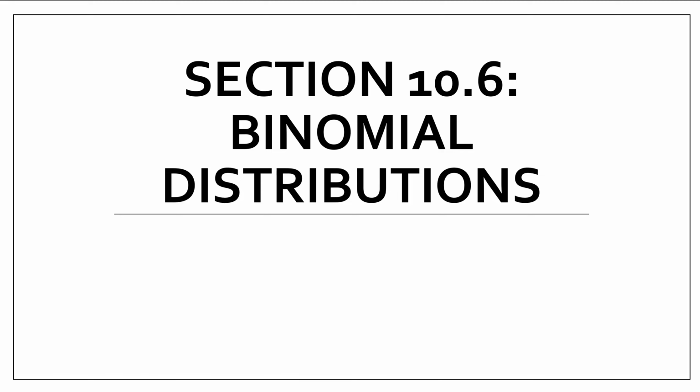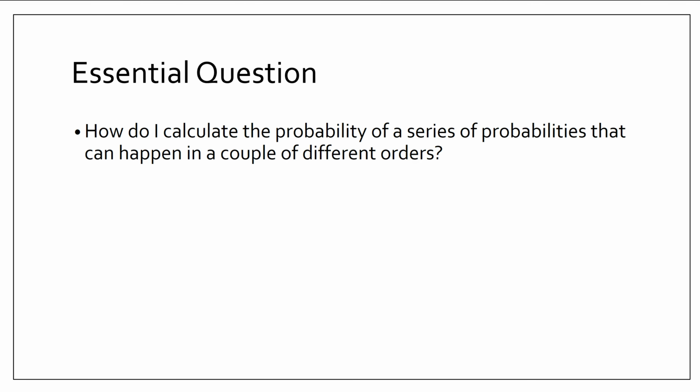It's the binomial distribution. This is the last section of this chapter, and by golly, we only have one chapter after this. So your essential question today is, how do I calculate the probability of a series of probabilities that can happen in a couple of different orders?